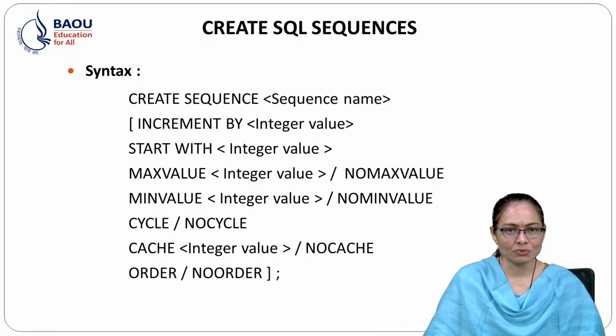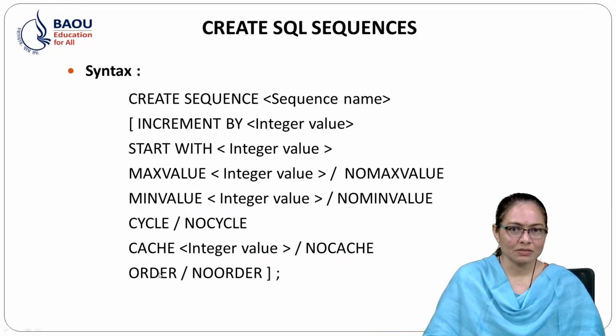Now, cache is used to pre-allocate a set of sequence numbers and keep them in memory so the sequence numbers can be accessed faster. The minimum value of cache is 2. No cache is used so the values of the sequence are not pre-allocated. Oracle caches 20 sequence numbers by default when the cache or no cache clause is omitted.